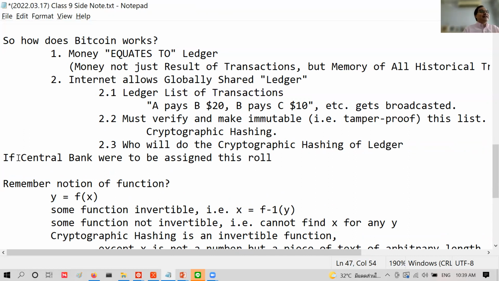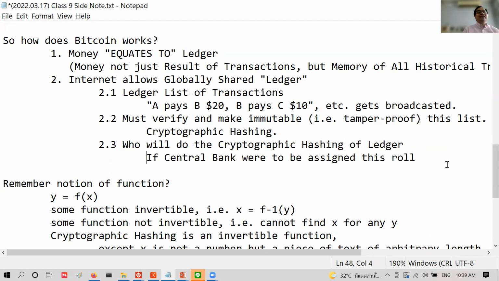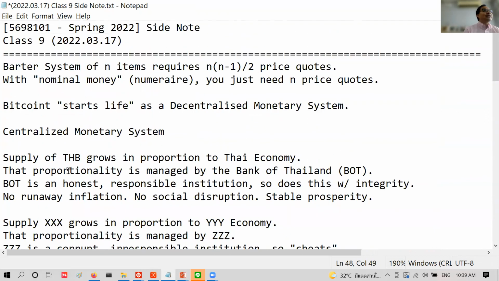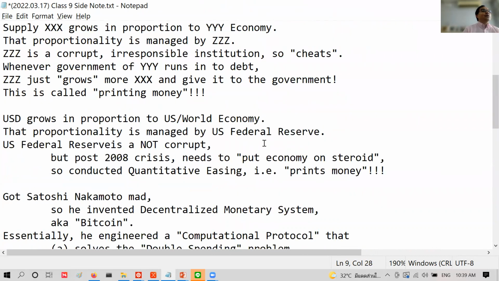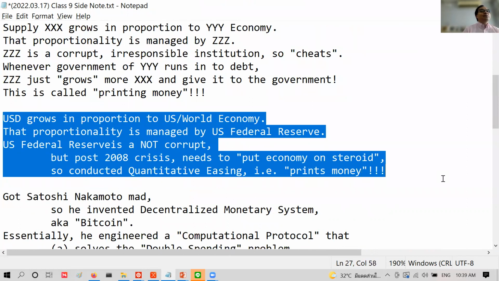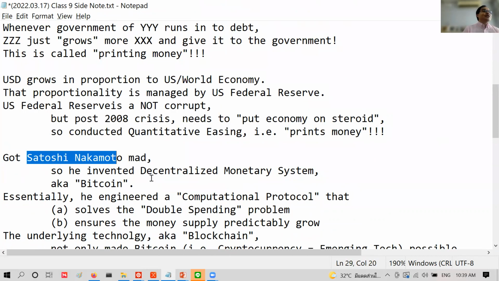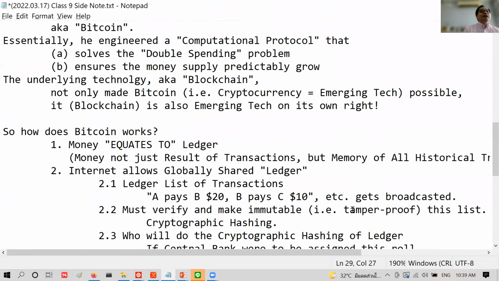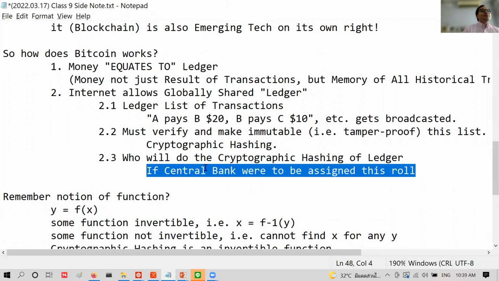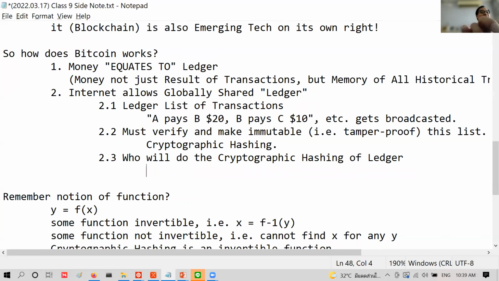The idea is, if the central bank were to do this, then it becomes centralized, right? Then we're back to ground zero. We're back to here, a centralized monetary system, which allowed the United States Federal Reserve to print money, which again got Satoshi Nakamoto mad. So that's not what he wants. He wants this to be decentralized. The way to do decentralization is, well, you guessed it, internet competition. Select by internet competition.